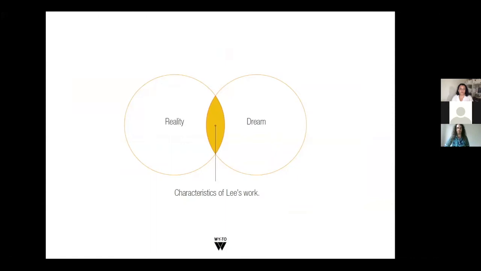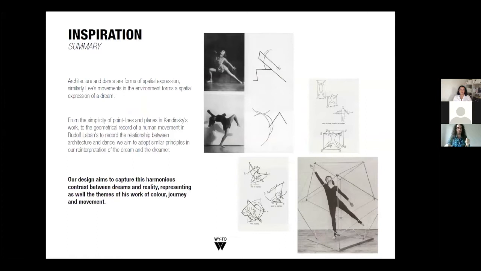Talking to him, we understood that the characteristic of his work is this combination between reality and dream. So together, what can we offer to the audience? We got inspired because he was a performing artist. We looked at the work of Kandinsky, for example, or Rudolf Laban, to see the movement of the body, the lines, and how we can deconstruct that.